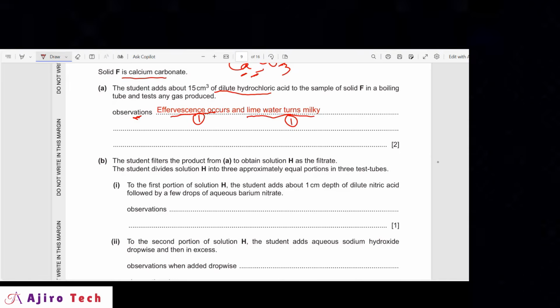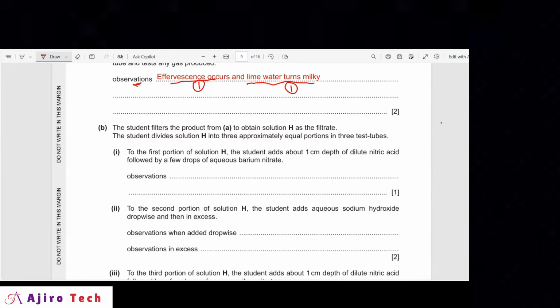Okay, so move to the next one here. It says the student filters the product from A to obtain solution H as a filtrate. Now, the student divides solution H into 3 approximately equal portions in the 3 test tubes. The first portion of solution H, the student adds 1 centimeter of dilute nitric acid and a few drops of barium nitrate. Now, from your knowledge of test of ions table, you know this is a test for sulfates.